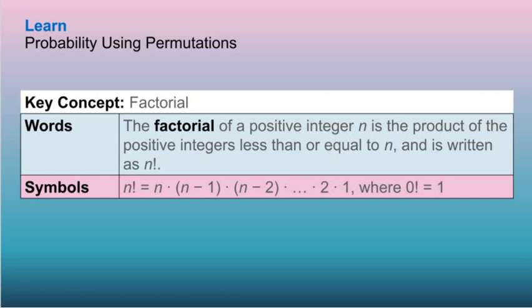The factorial of a positive integer n is the product of the positive integers less than or equal to n, and is written as n factorial. So it's always going to be whatever n is times one digit less than that until you get to 1. Anytime you have 0 factorial, that is 1, so that means you have one possible way of getting 0.